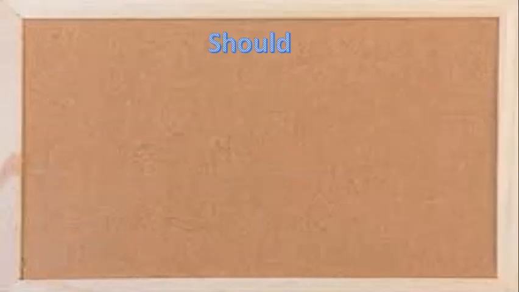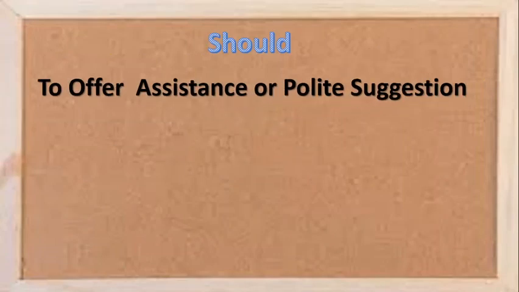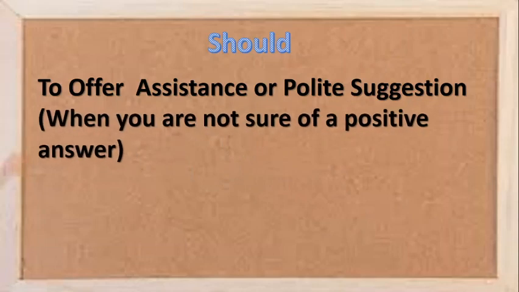So let's proceed. Should, the use of should. What do we use should to accomplish? We use should to offer assistance or polite suggestion. When we say polite suggestion or to render assistance, how do we accomplish this? Remember, I've used shall to show polite suggestion. Now, look at this rule. We say when you are not sure of a positive answer. When you are sure of a positive answer, you say, shall we start the game now?